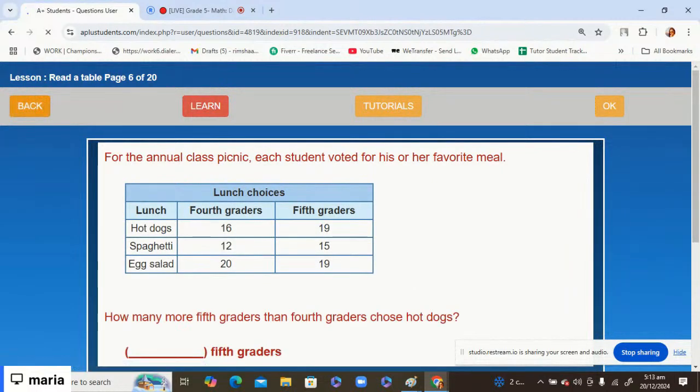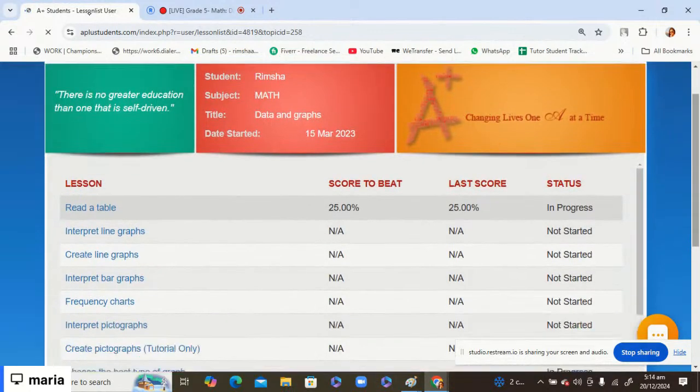Hope you guys understand this lesson. Solve the rest of the test questions by yourself, okay?